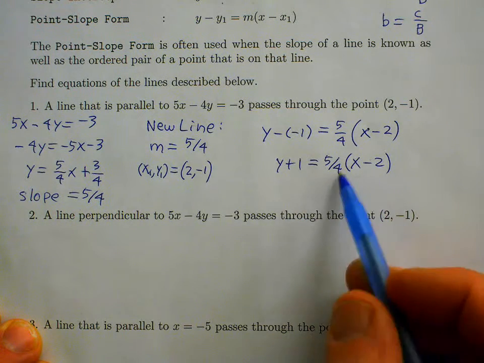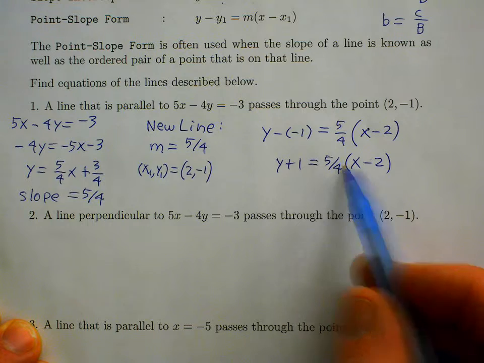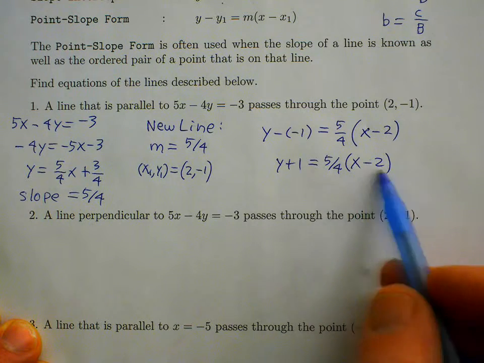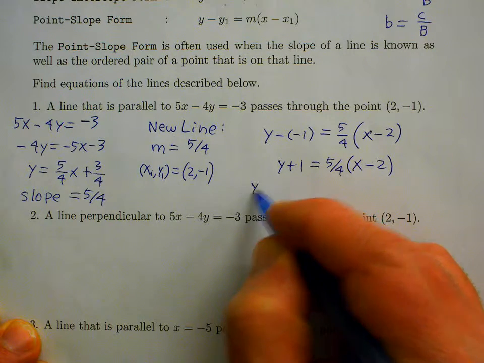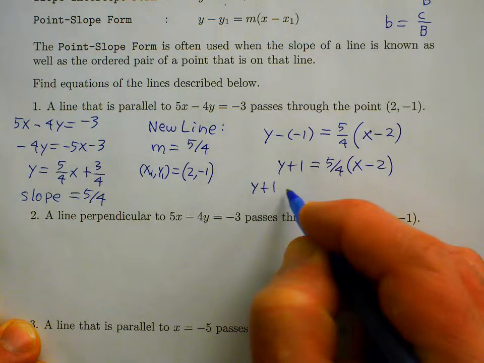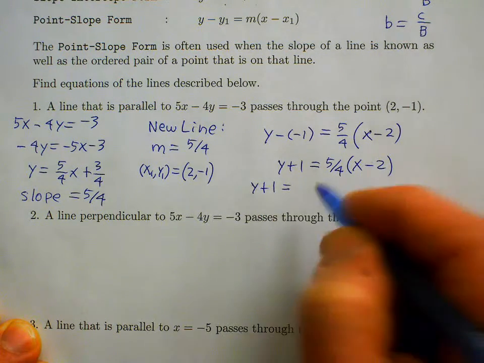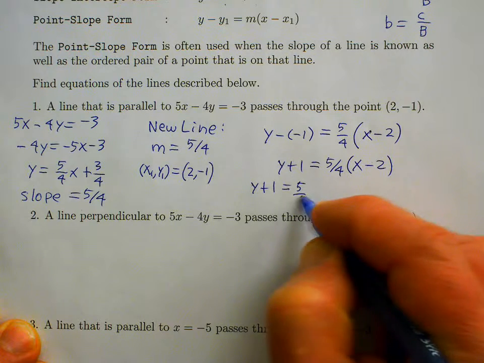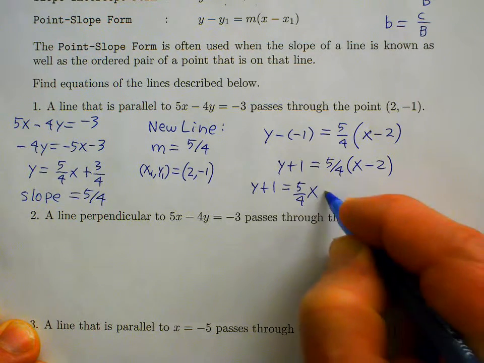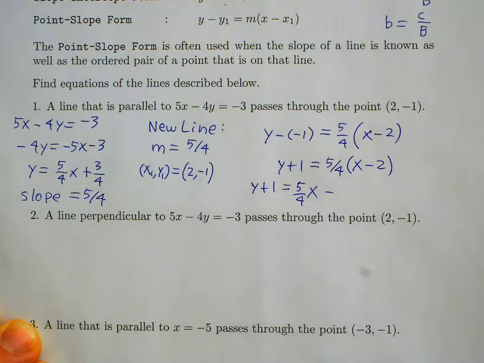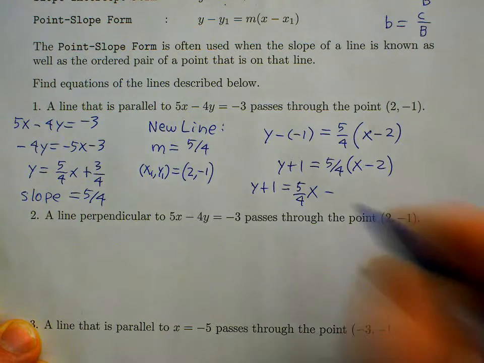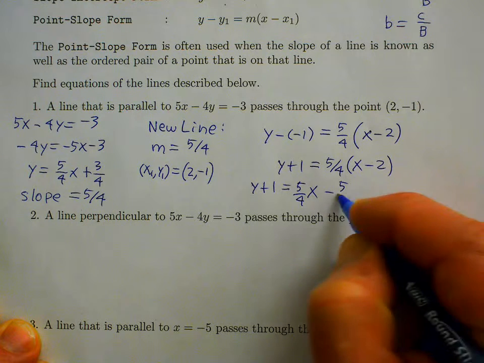First, distribute multiplication over x minus 2 by 5/4. So the left-hand side will be the same momentarily. Y plus 1 equals 5/4 times x minus 5/4 times 2. So 5/4 times 2 is 10/4, which simplifies to 5/2.